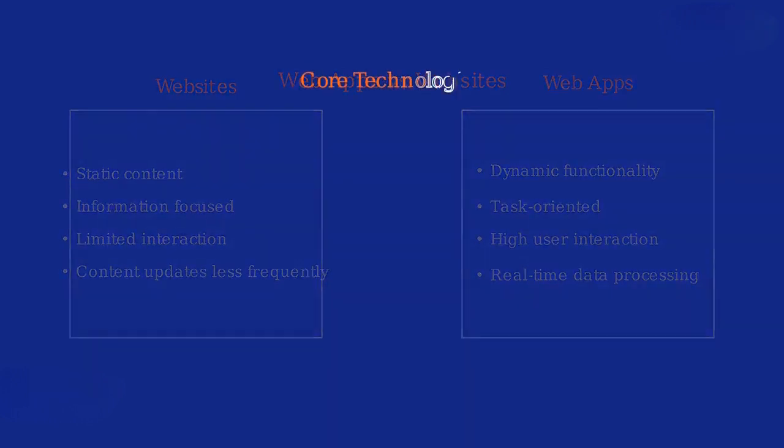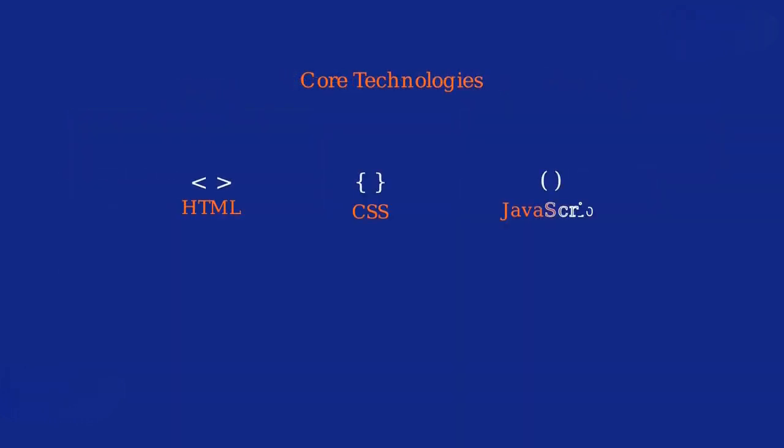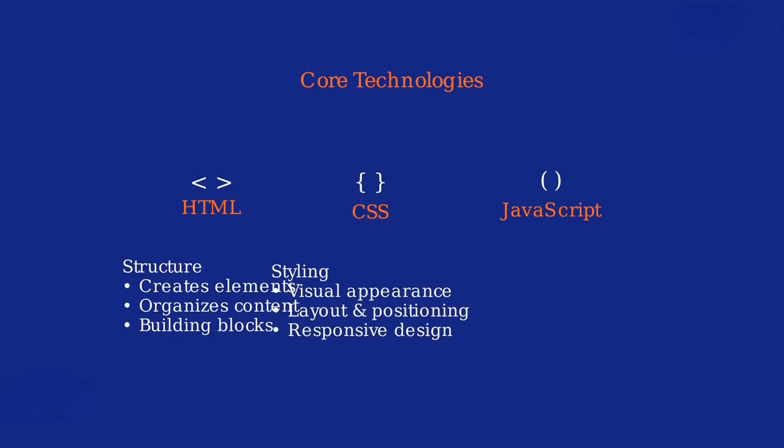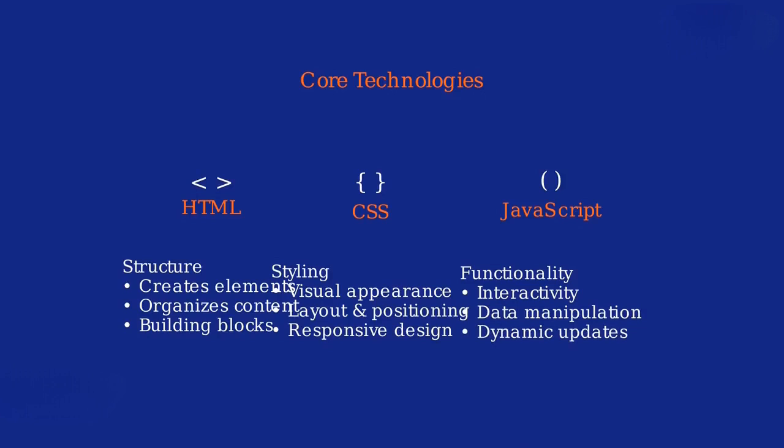To create a web app, you'll need three core technologies. HTML provides the structure and creates the elements users see on the page. CSS handles the styling and visual appearance, making your app look good. JavaScript adds functionality and interactivity, allowing users to interact with your app.